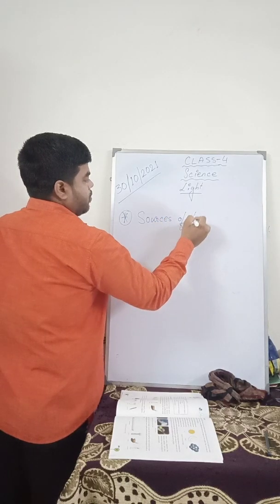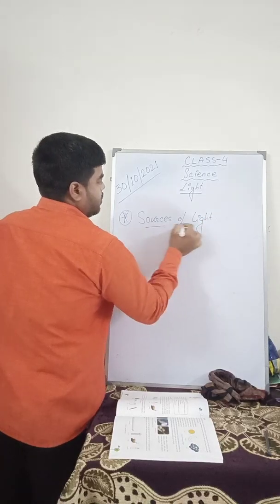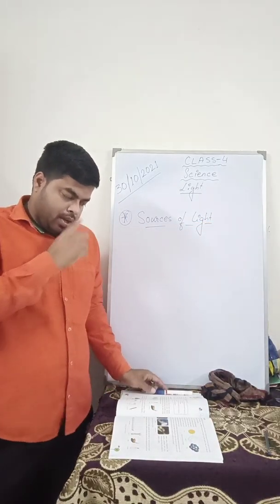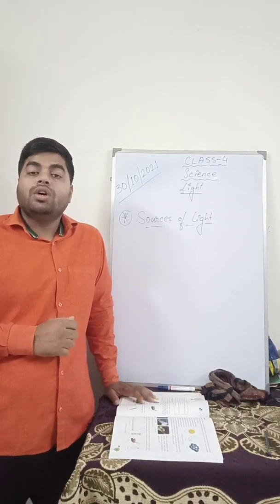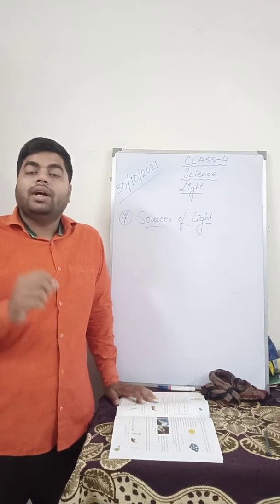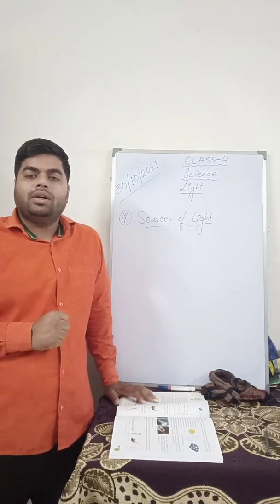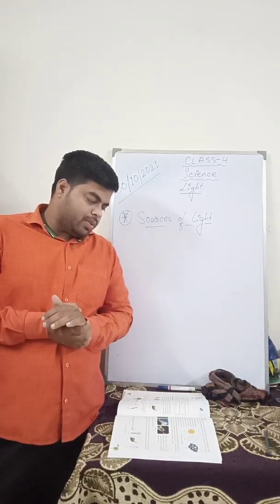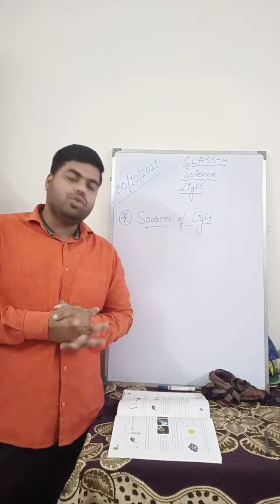Sources of light. What are the sources of light? First, you have to understand what you mean by sources of light. Sources of light means the place from where we get light, we obtain light. Light is produced from some sources, and the objects that produce or emit light are called sources of light.